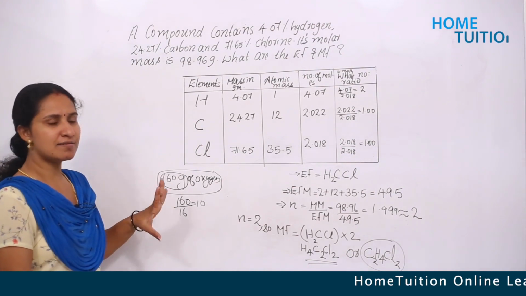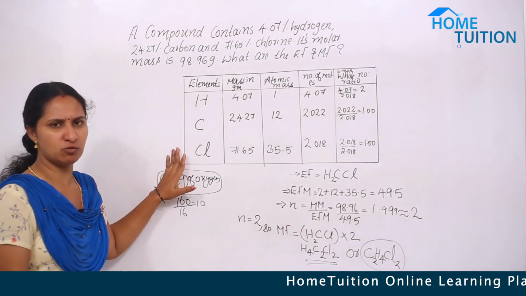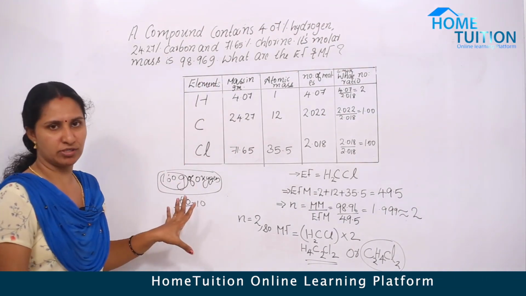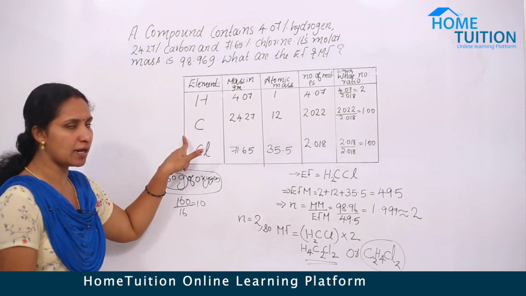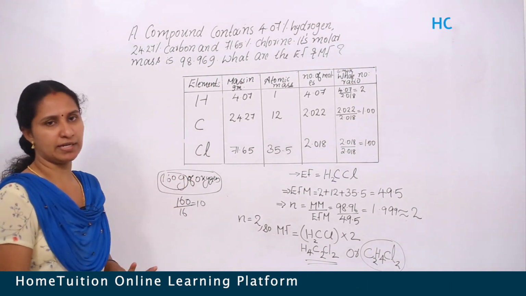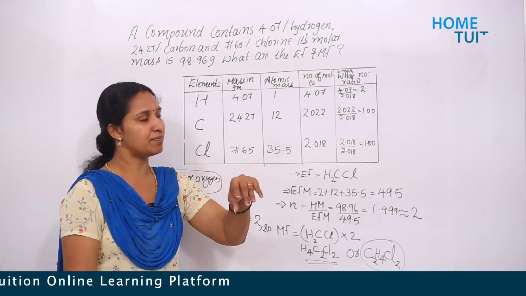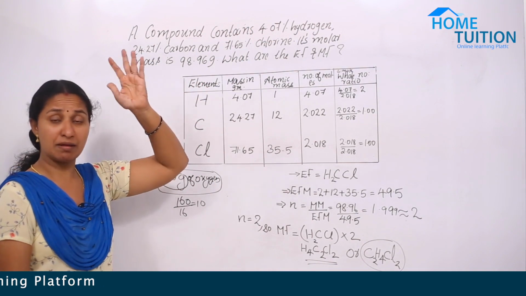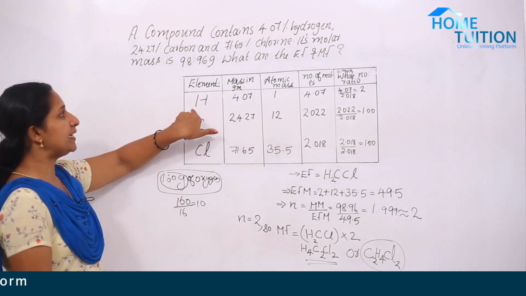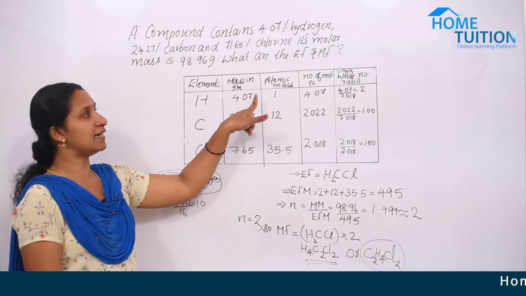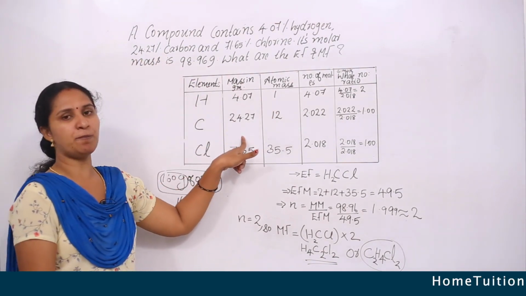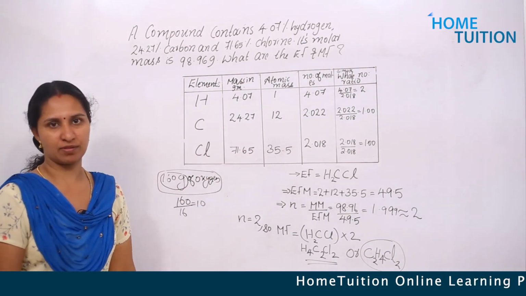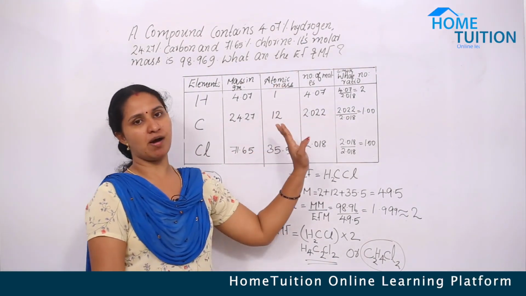First, write the symbols of the elements downwards. Which are the elements given in the question? Here hydrogen is given, carbon is given, chlorine is given. The next one, mass in gram. Here we consider the percentage as gram. So hydrogen it is 4.07, then carbon it is 24.27, then chlorine it is 71.65. That's all.